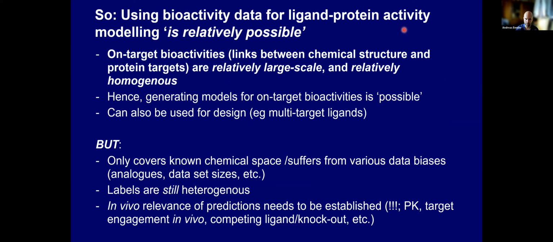So why does machine learning work here? Because we have lots of data, it's relatively large scale, and it's relatively homogeneous data. Okay, assays are still slightly different. You have different ATP concentrations in kinase assays also, but you have lots of data and it's relatively homogeneous, at least compared to in vivo data. Okay, so this is where machine learning makes sense. Lots of data and homogeneous data.